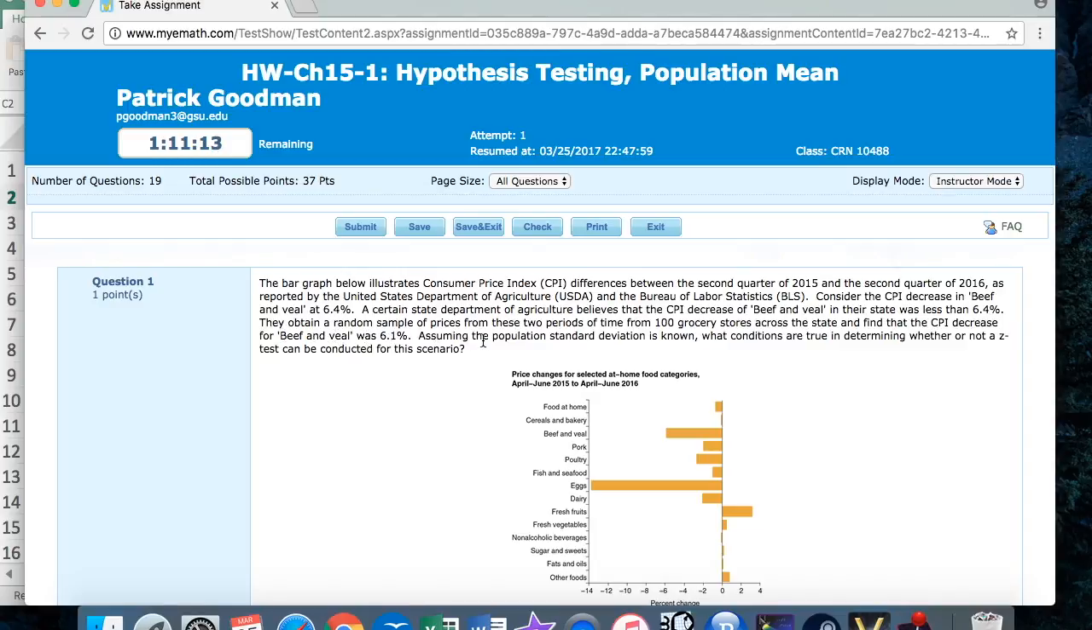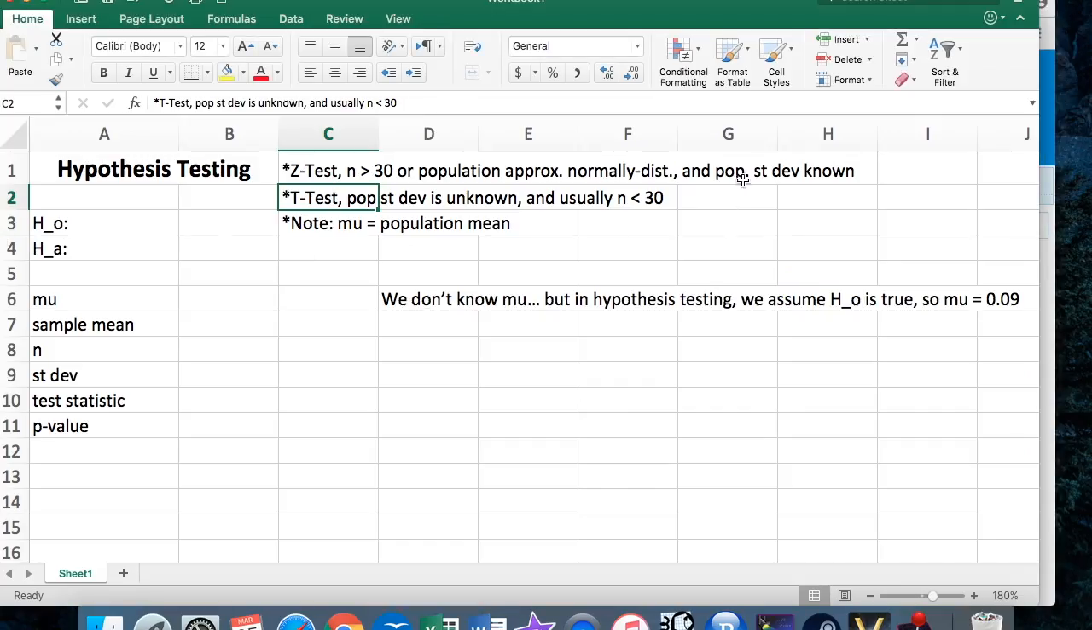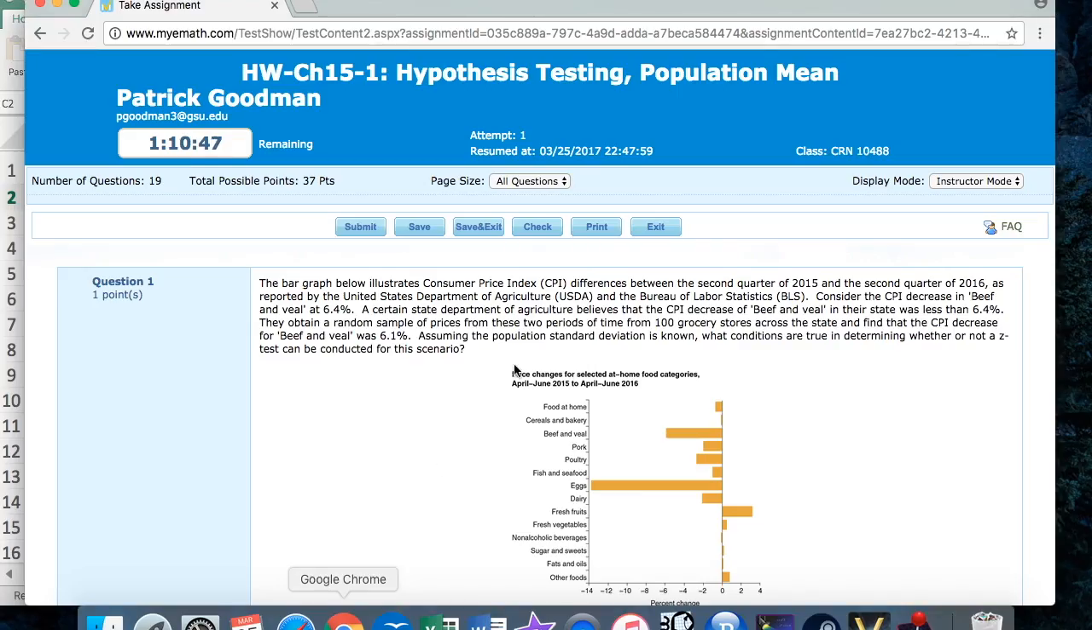and find that the CPI decrease for beef and veal was 6.1%. So assuming population standard deviation is known, since we know the population standard deviation, this means we're doing a z-test. What conditions are true in determining whether or not a z-test can be conducted for this scenario? First things first, we know the population standard deviation, so that's good. But now we have to have either n greater than 30 or, in the problem, it should say our population is approximately normally distributed.